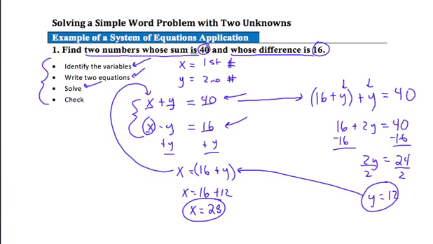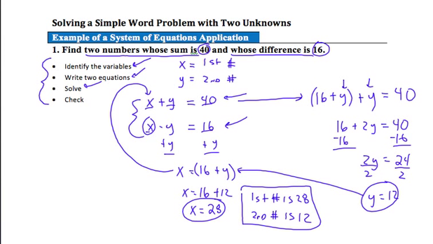Now I want to make sure I answer my questions, and I would say, okay, the first number it looks like is 28. So I'd say the first number is 28. The second number is 12. There's my answer, but let's double check this.